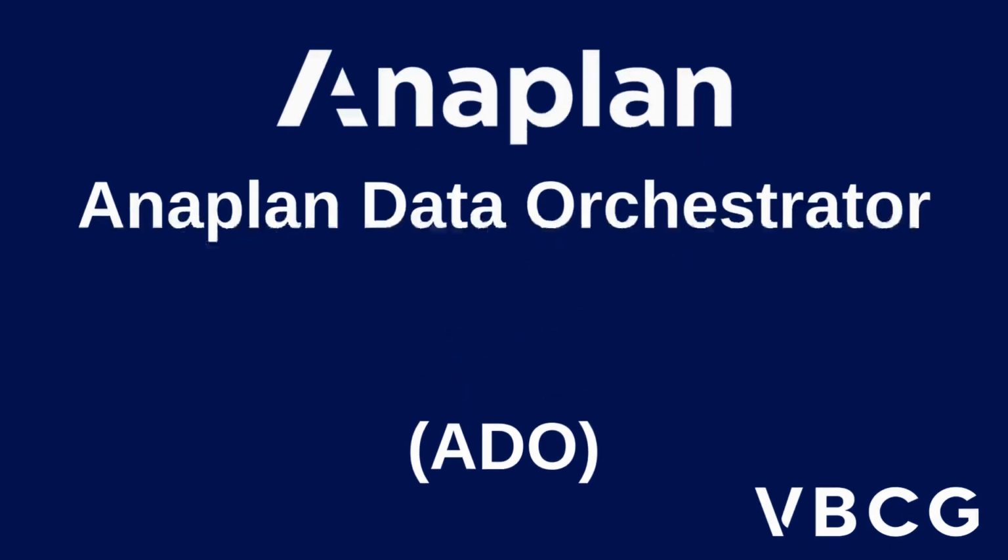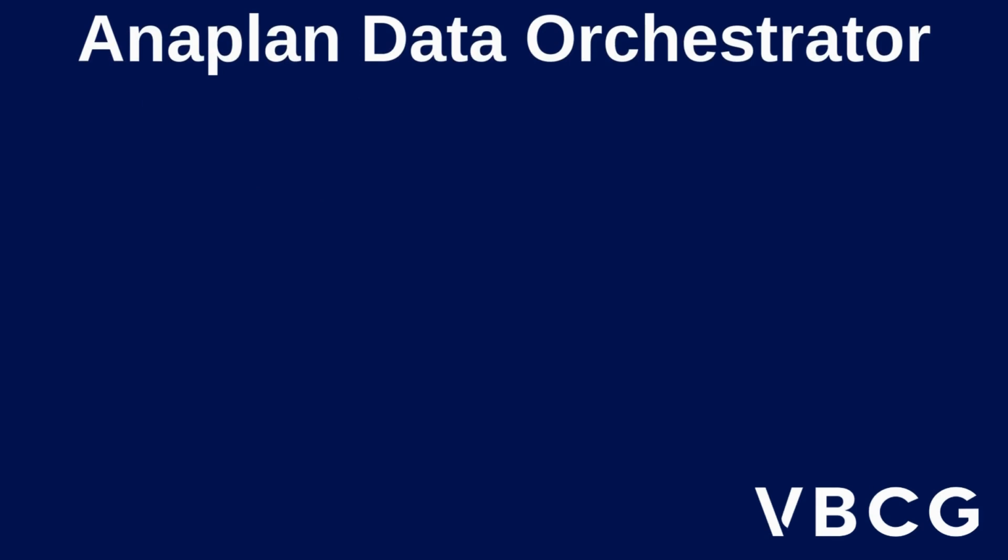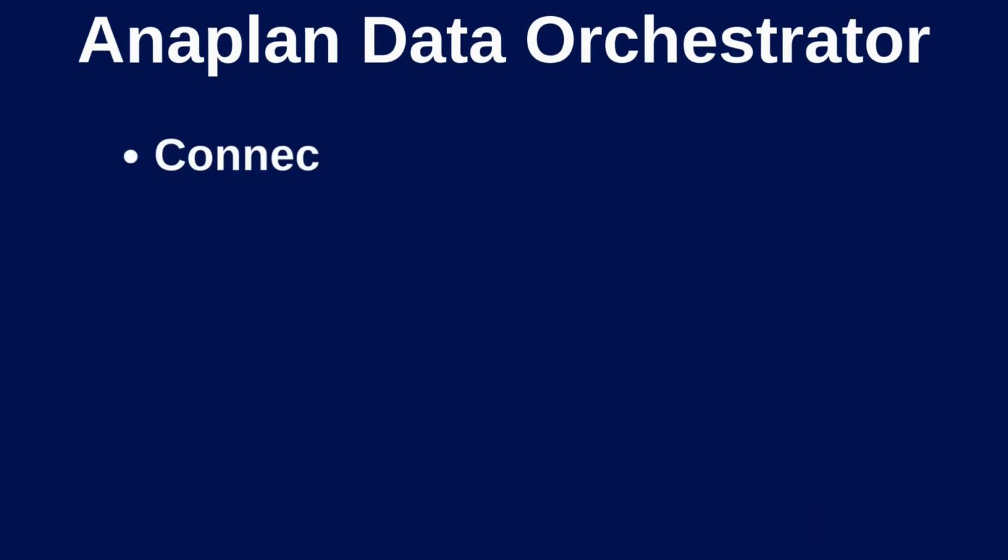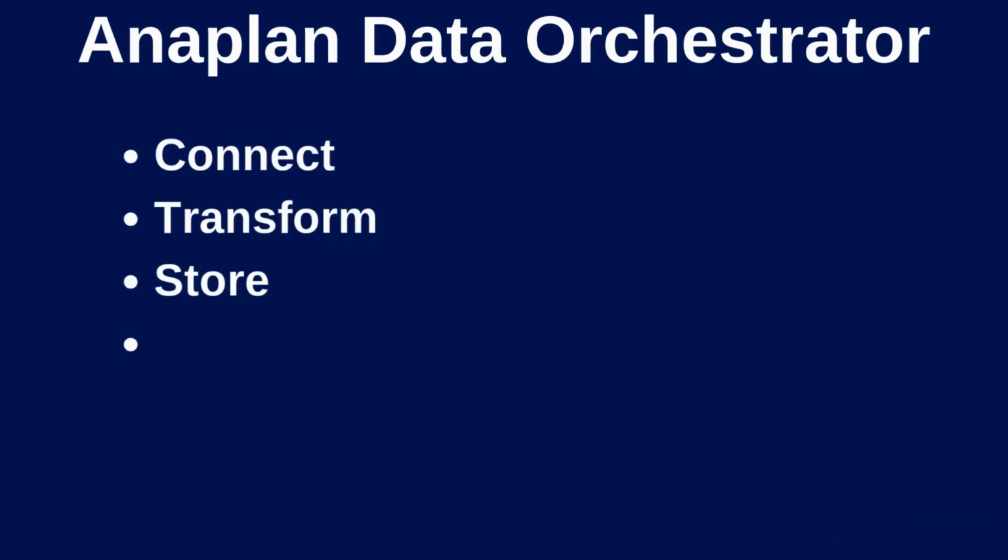The Anaplan Data Orchestrator, or ADO, is a tool that simplifies how data flows into Anaplan models. Think of it as a central data engine that: 1. Connects to different data sources, such as files, databases, or other systems. 2. Transforms that data, as in cleaning it, reorganizing it, or combining it. 3. Stores it efficiently in one place. 4. Disseminates or pushes the right data into Anaplan models at the right time.